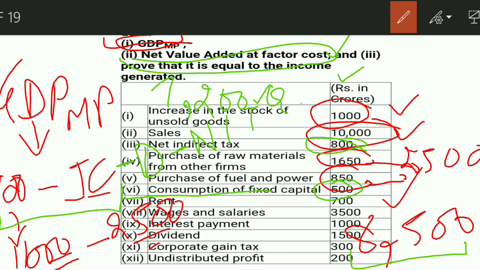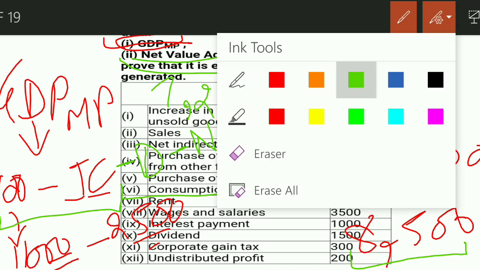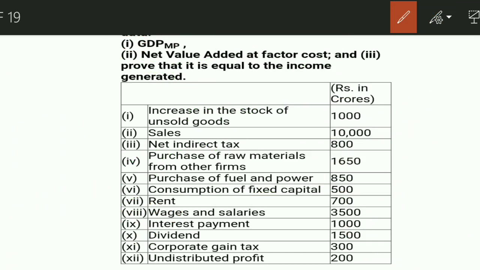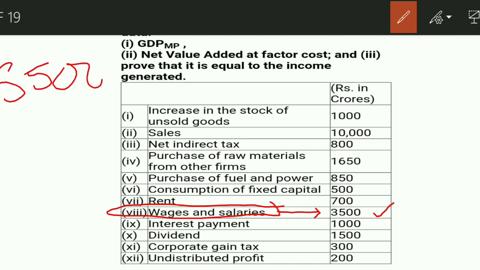Now you all know that income generated is a sum of three things. What are those three things? Compensation of employees, operating surplus, and mixed income of self-employed. Here you can see that compensation of employees is not given to us directly, but its components are given. The first component is shown here as wages and salaries. So compensation of employees will be 3,500, because only one component is given to us.